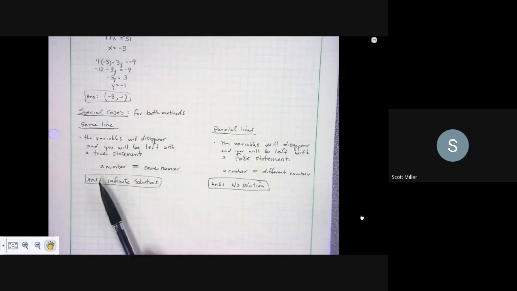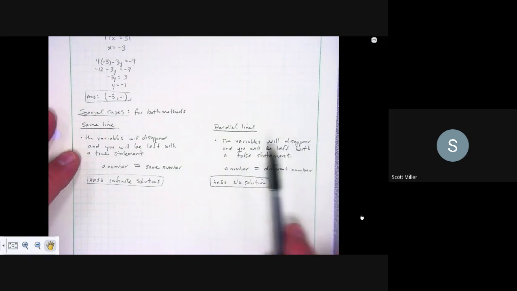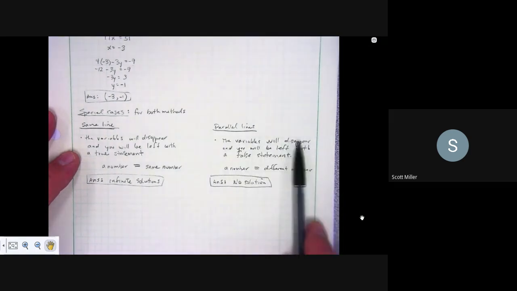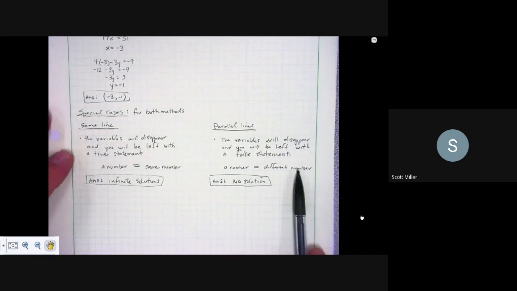Well, if the variables disappear and you're left with a true statement, that means you'll get a number, whatever that number is, equal to the exact same number, 5 equal to 5, okay? Then you know that means you have an infinite number of solutions. But if you do a process of solving, whether substitution or elimination, and the variables disappear, and you're left with a false statement, meaning you'll get a number equal to a different number, like negative 18 equals 7, then you know that means you have no solution. The lines did not cross.